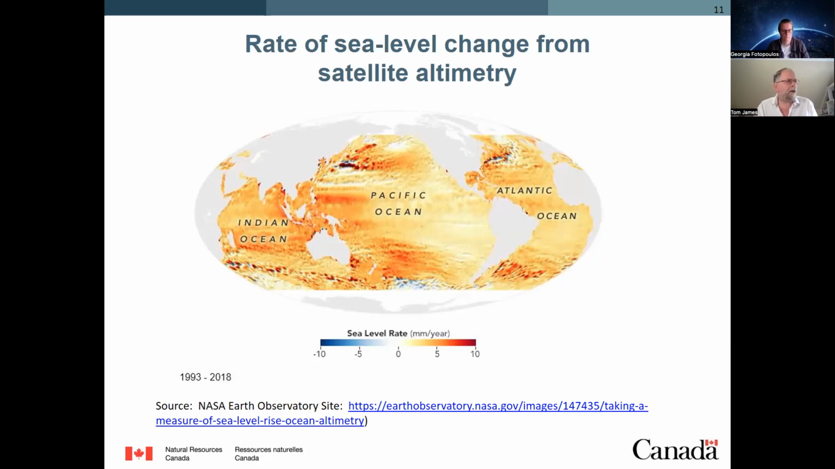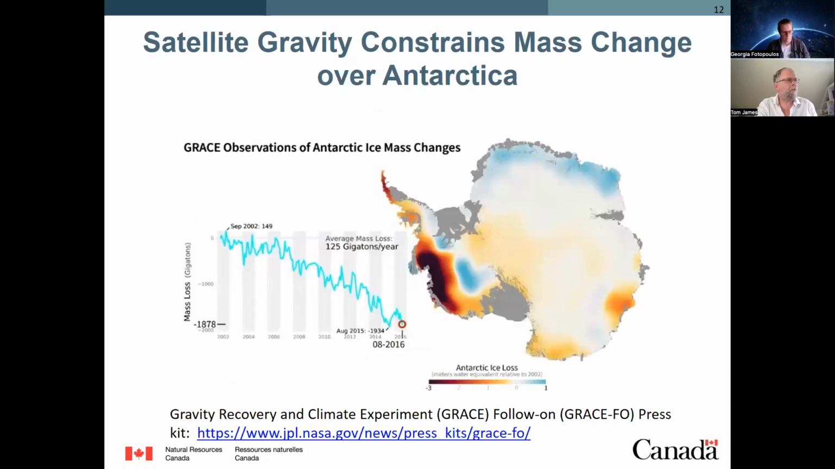Here shown is a map of the rate of sea level change from satellite altimetry over about the last 3 decades. And you can see there's really substantial spatial variability, but on average, sea level has risen by a few millimeters per year over all of the world's oceans. So this is from satellite altimetry largely, and then constrained by tide gauge trends at coastlines.